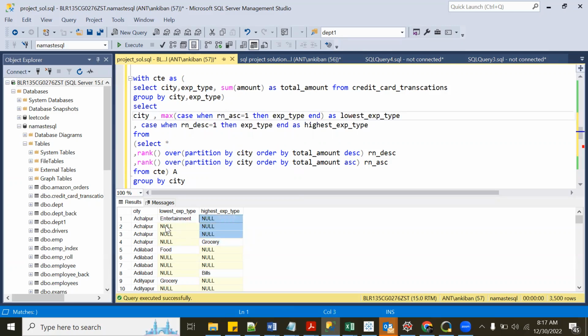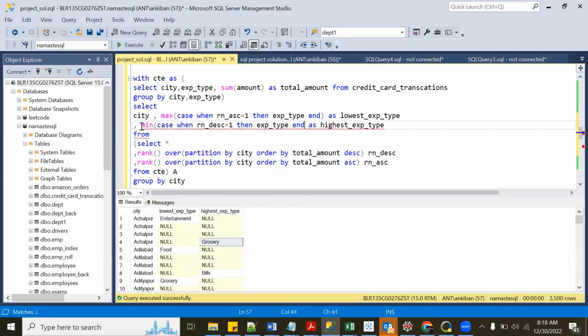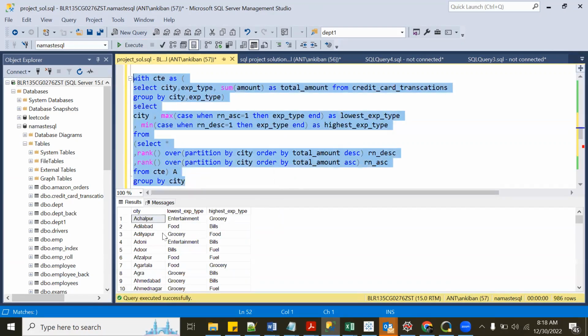Again, these null will be ignored. I will just get grocery, right? So if I do min max, it doesn't matter. But I can do min max on string data type, so I'm making use of that. So this is my answer. So I got city, lowest expense type, highest expense type.